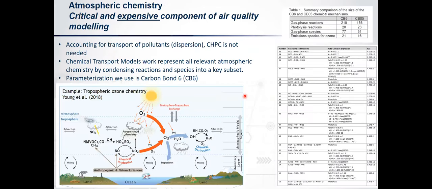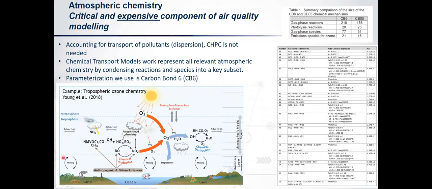So if we're just looking at the transport of pollutants, which is a dispersion model, we wouldn't need to use the CHPC. One of the main reasons we need to use the CHPC is we use a chemical transport model. And these work to try to, through some parameterizations and also through simulating discrete chemical reactions, represent the relevant atmospheric chemistry.